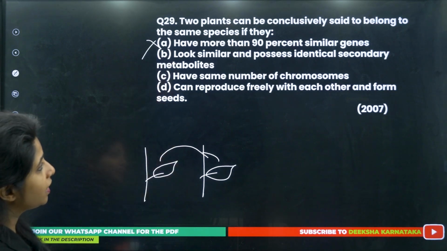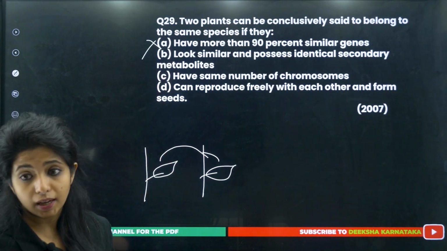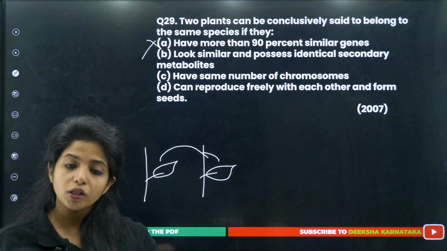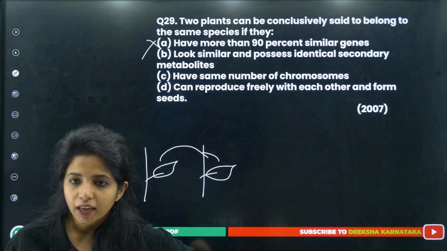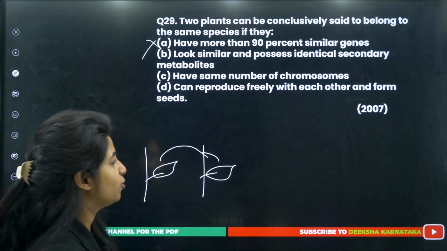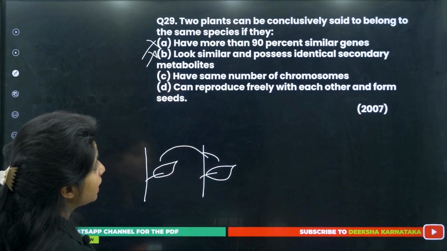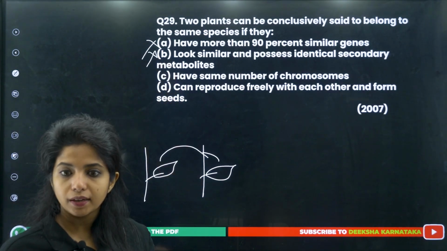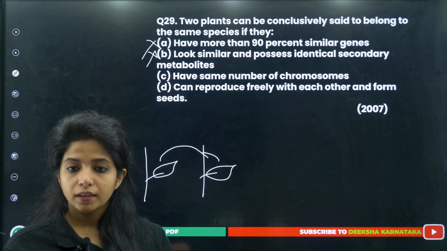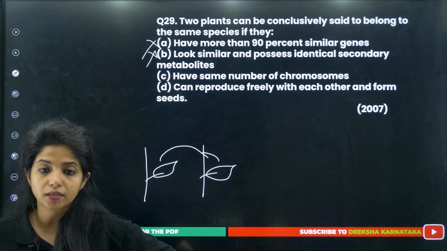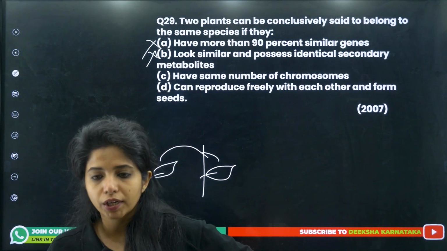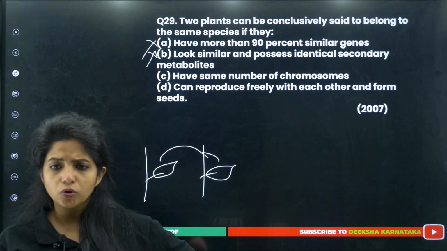Look similar and possess identical secondary metabolites. People say, okay, it's the same, the plants look the same only. Can you say like that? No. So this is again wrong. Have the same number of chromosomes. No, there can be some mutations or some problems happening while the reproduction cycle is taking place. So in that case, the chromosome number could be different, which is why we also get diseases. Similarly, plants can get diseases.